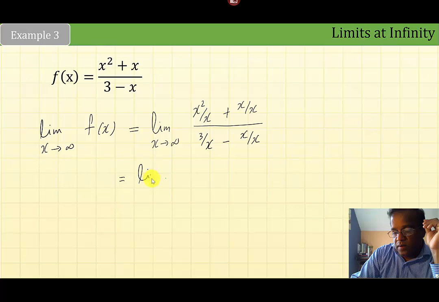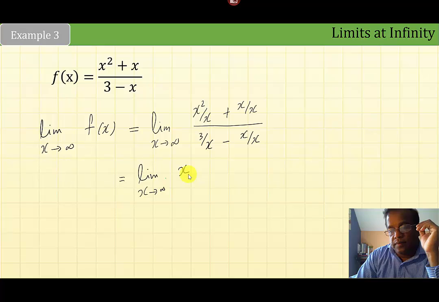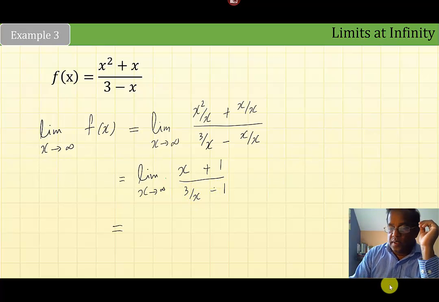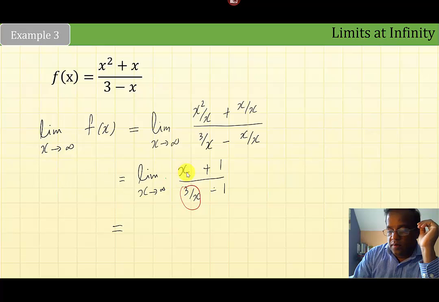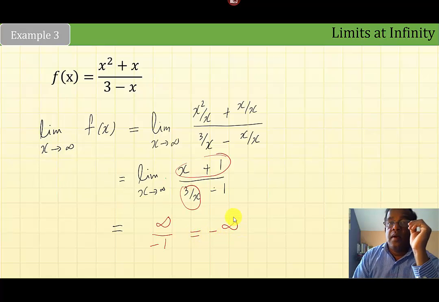Which is equal to x squared over x, which is x, and this will give you 1, and this is 3 over x, and this is minus 1. So what we see here is that as x approaches infinity, this part goes to 0, and this goes to infinity, and so the numerator part goes to infinity. So you get infinity over negative 1, or that means this will approach negative infinity.